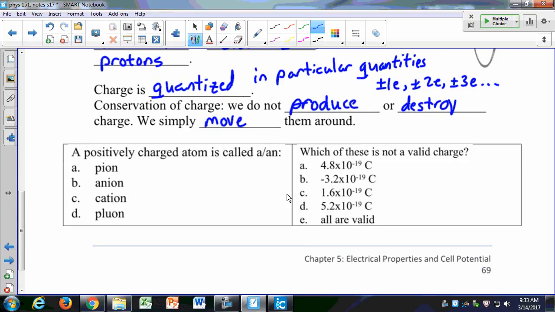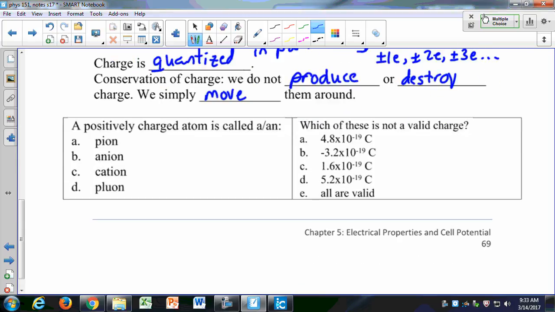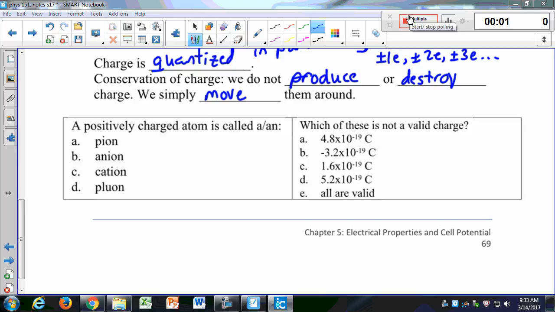All right. Let's try some of these. Just see where you stand. A positively charged atom is called what? A pion, an anion, a cation, or a gluon. What is a positively charged atom called? All right, let's stop at 30.